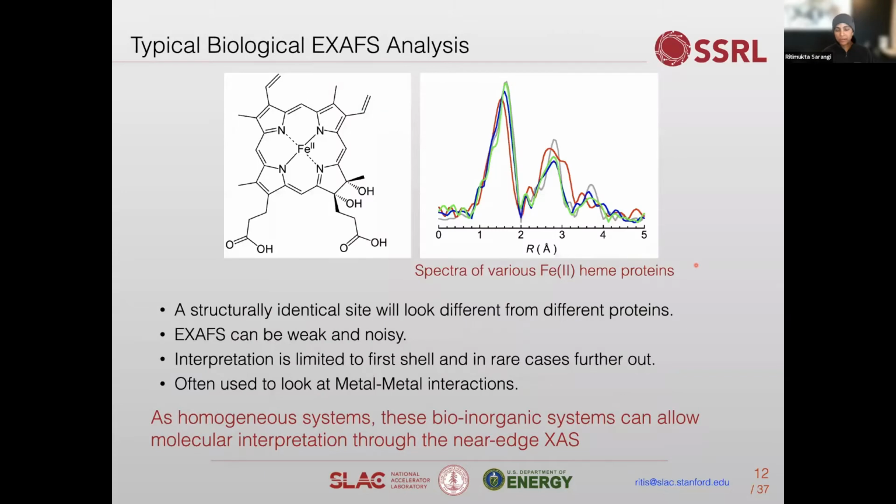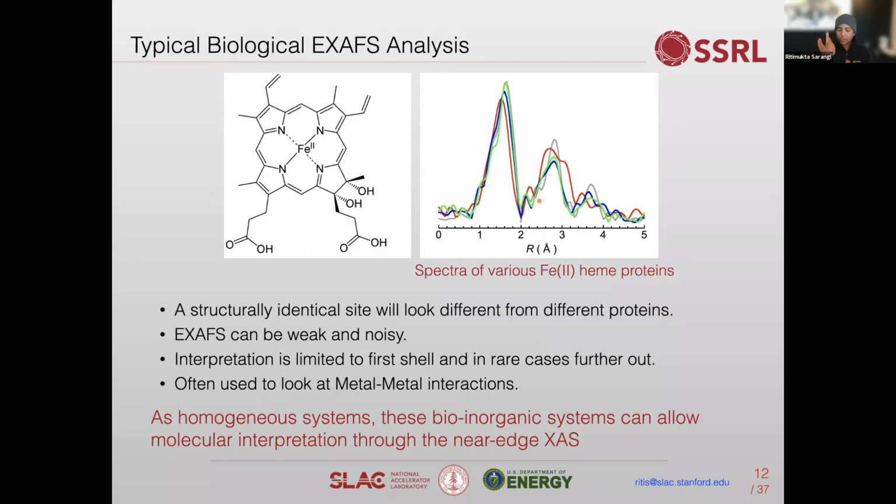The other thing about biological XAS, which may not be very obvious, is that because everything is in solution and very dilute, you have a lot of flexibility in the XAS signal. Here at the top, I'm showing you an iron heme enzyme active site structure, where the iron is in the ferrous state. To the right are the spectra of various ferrous heme proteins. This is just the Fourier transforms, and you can see this wide variability in the data.